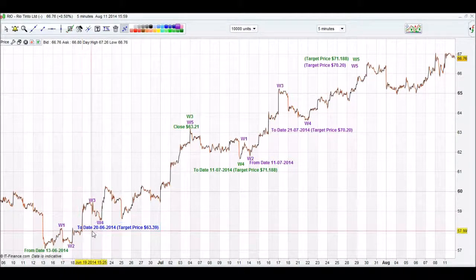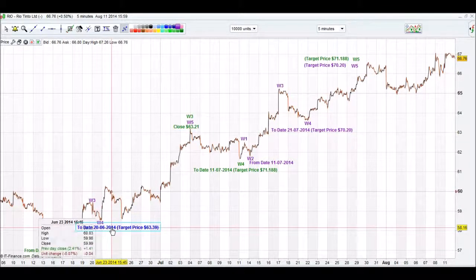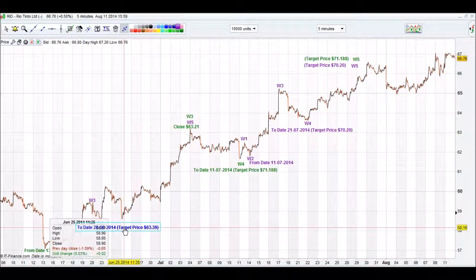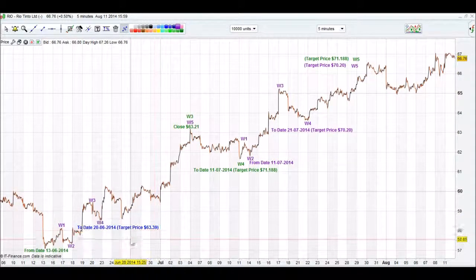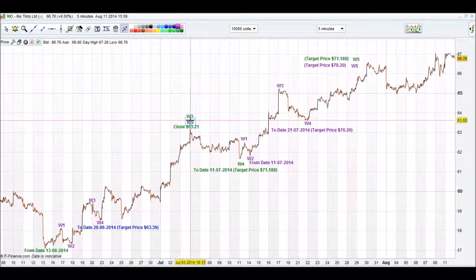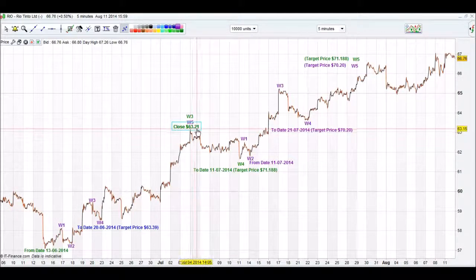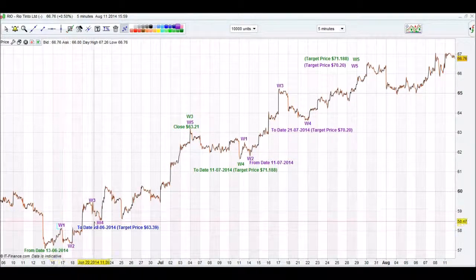A to date, which is the 20th of the 6th, 2014, and then it'll give us a target price for a W5 and for a minor W5. The minor W5 target price is $63.39, and for a W5 it closed at $63.21.